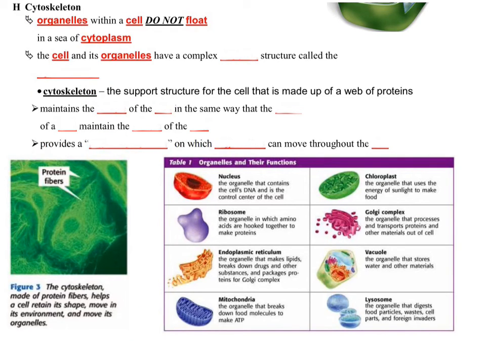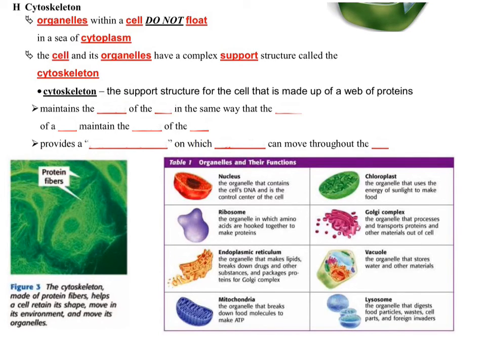So the cell and its organelles have a complex support structure that's called the cytoskeleton. You can think of the cytoskeleton kind of like the poles of a tent. If you took all the poles out of a tent, the tent would collapse. Well, a cell is kind of similar in that it is held up and held in place and held together by all of these poles, essentially. Now it's like a web, and they're made from a couple of different types of proteins.